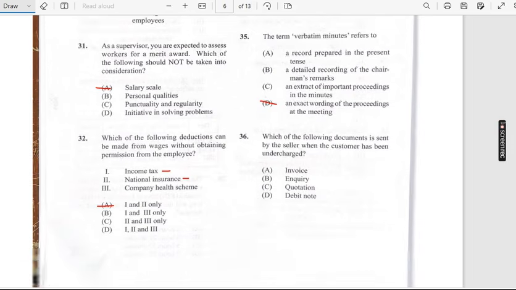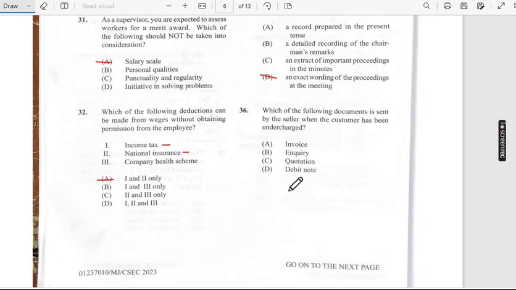Number 36. Which of the following documents is sent by a seller when the customer has been undercharged? Undercharged, let me see. Debit note has nothing. I think debit note has to do with, let me try to figure out this one, guys. Undercharged. For example, if you're undercharged, meaning more or less than likely you're not advanced to the level where you're supposed to be paying more, perhaps.